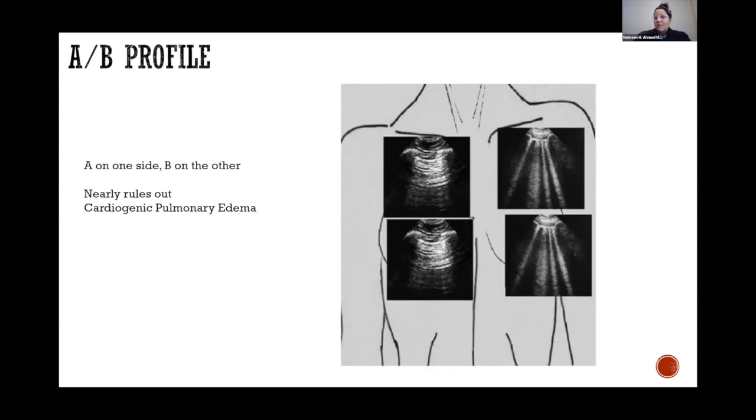AB profile might be that on one side you see A lines and on another you see B lines. Again, this is very common in patients with viral infections, viral pneumonias. Certainly with COVID, we're seeing more bilateral findings, but this is definitely something you might see early on.